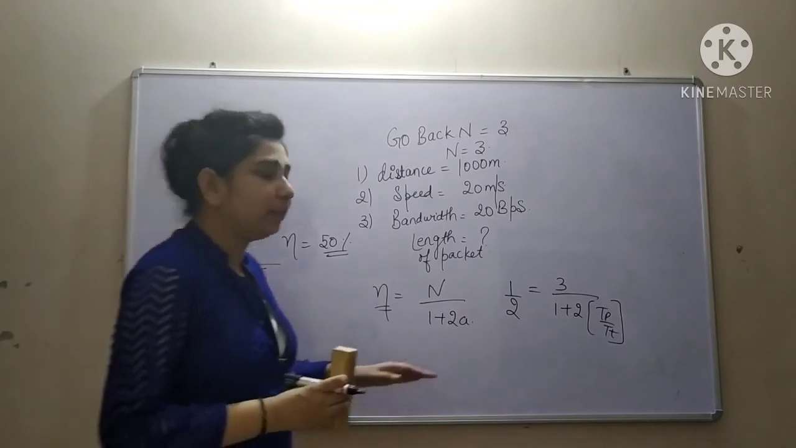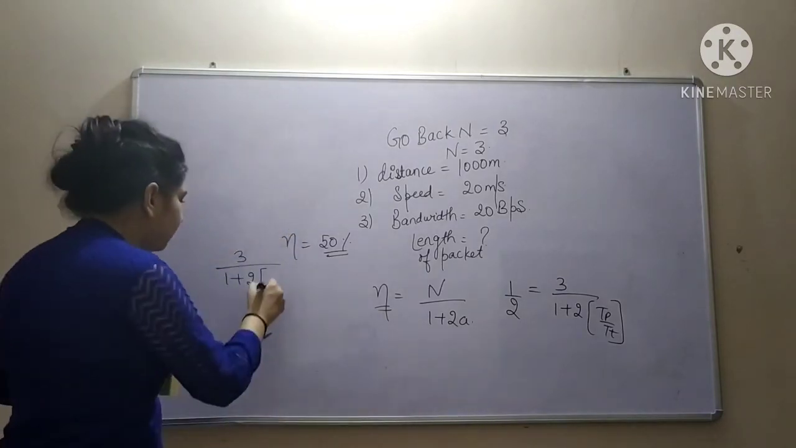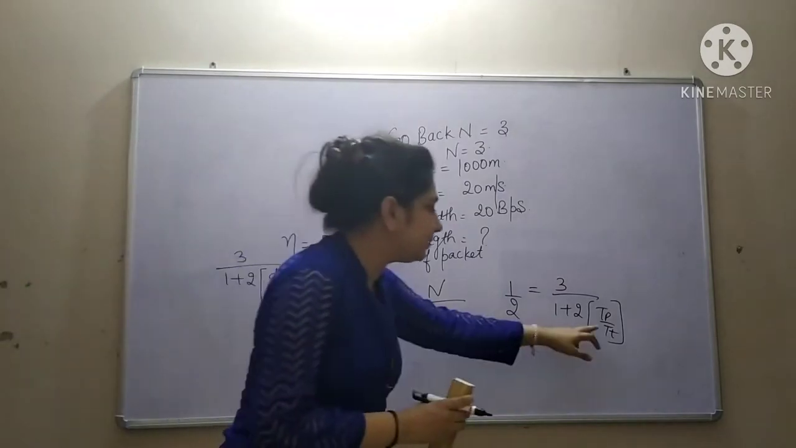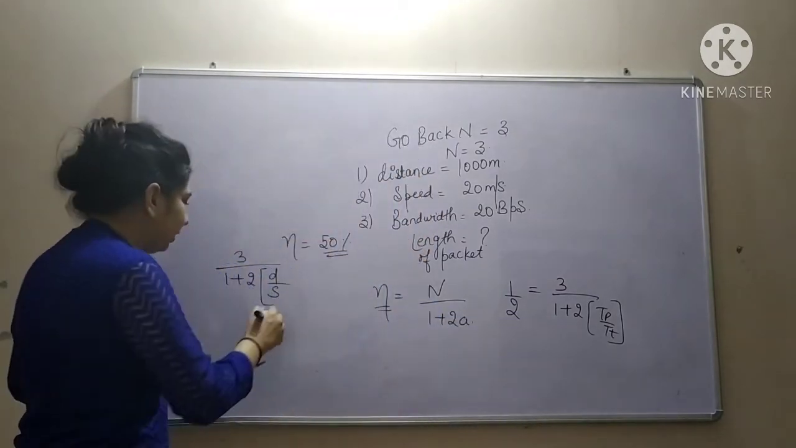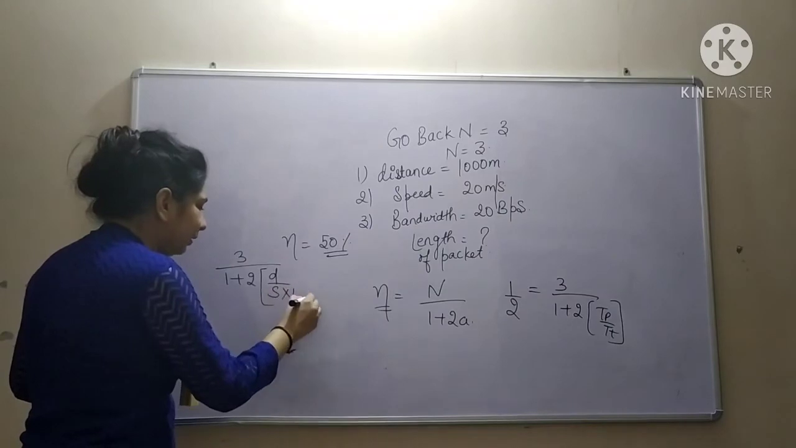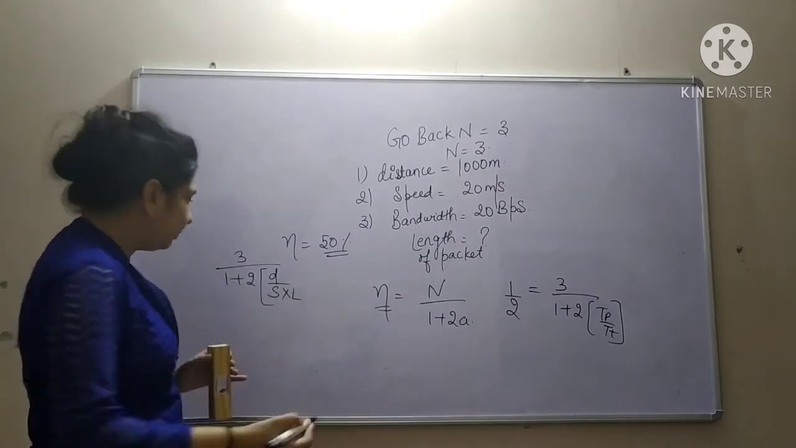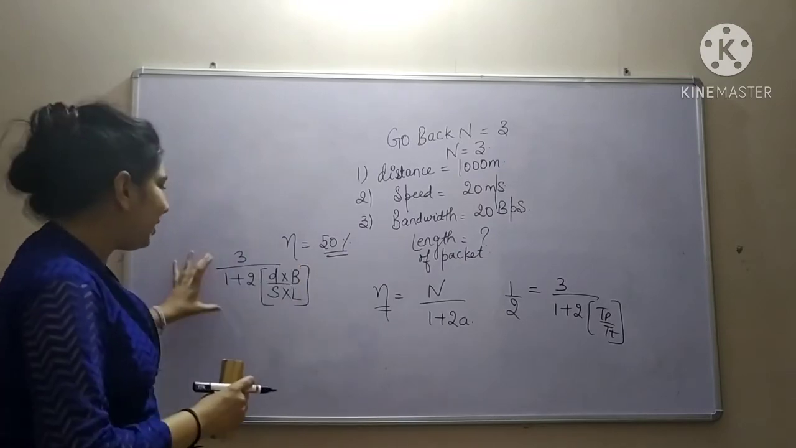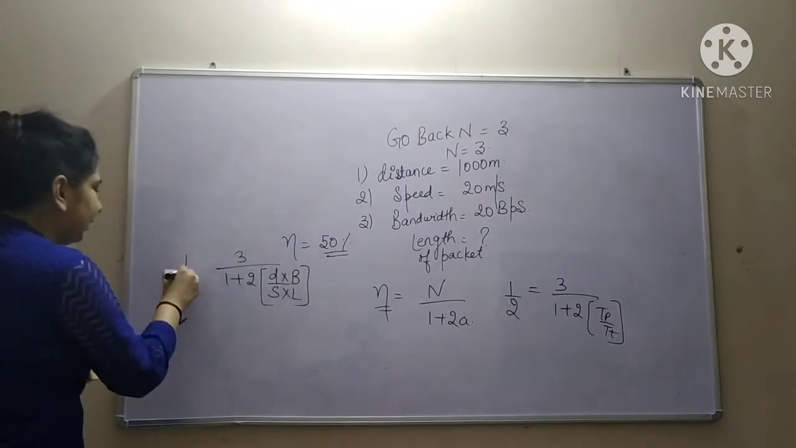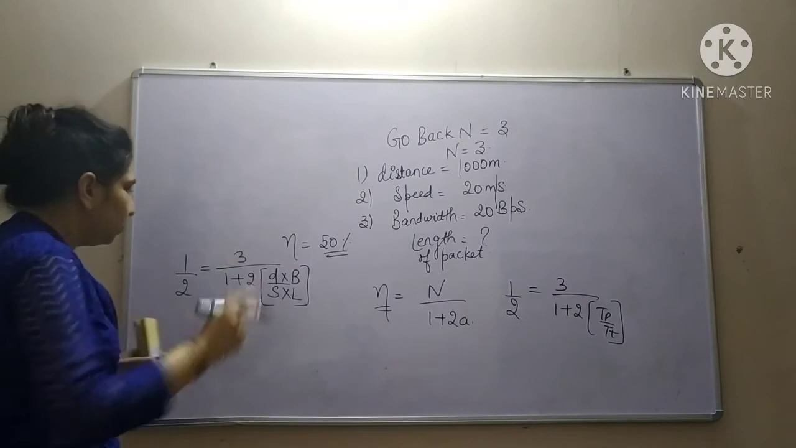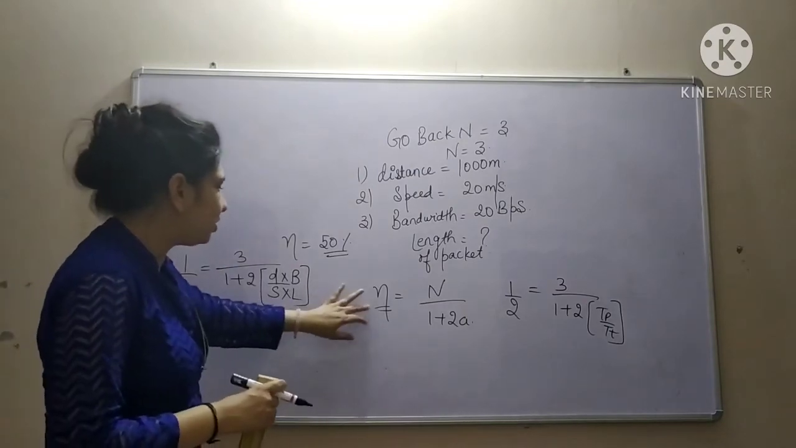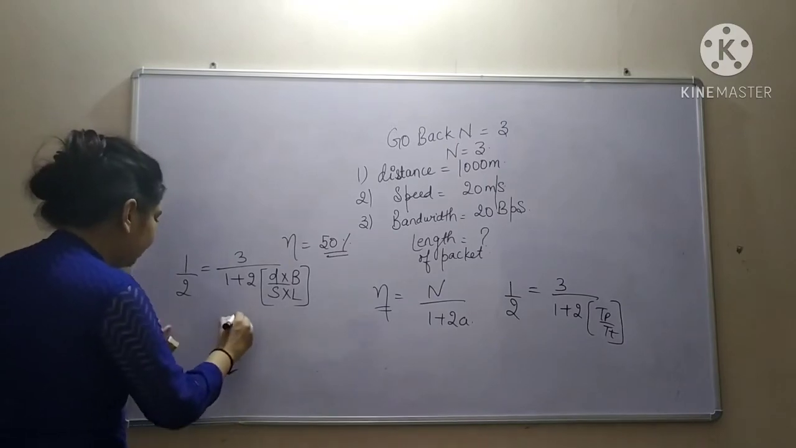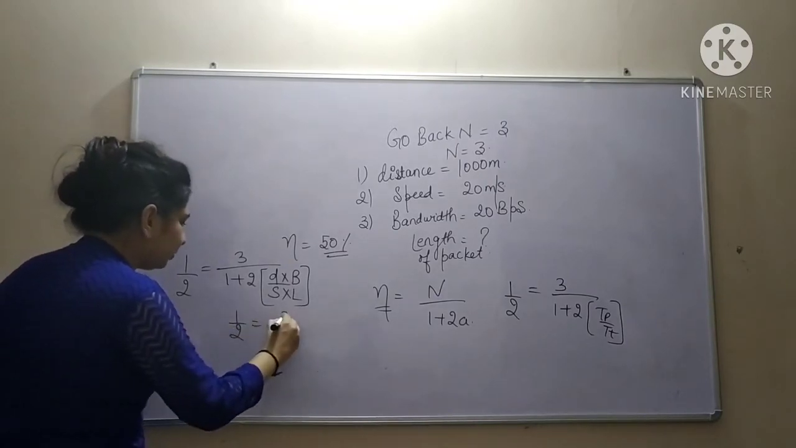Tp is nothing but distance upon speed, and Tt is nothing but L by B, length of packet divided by bandwidth. So I am just keeping bandwidth here. So this is actually the formula. It is equivalent to 1 by 2 because we need efficiency of around 50%. So what I will be doing, let's put some values.